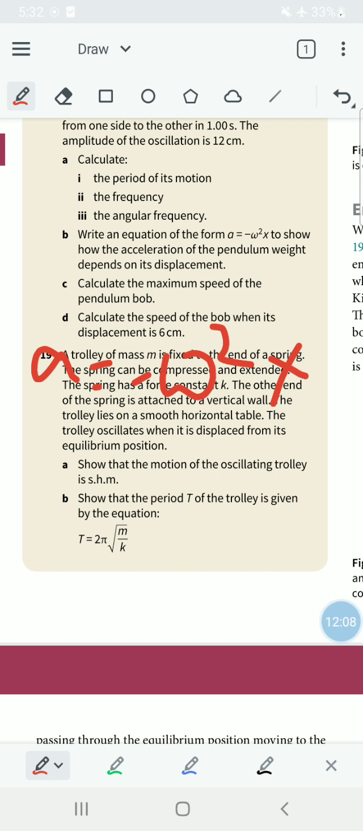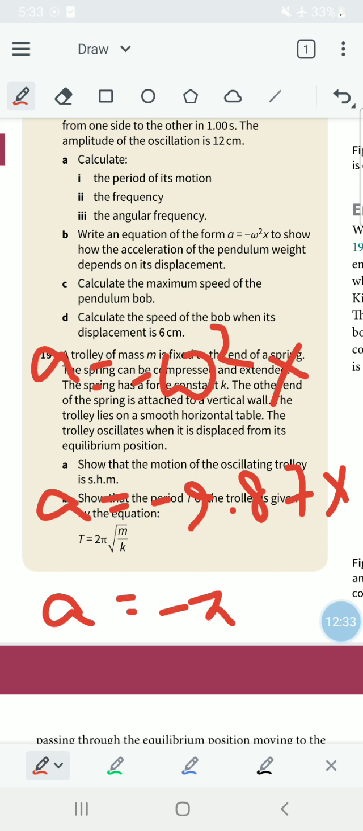So weight means the force acting on it is the acceleration of gravity, right? So that means omega squared is going to be equal to gravity. Therefore A is equal to minus 9.87 x, right? Or else you can take A to be negative pi squared x, right? So one of these two equations will be the answer.